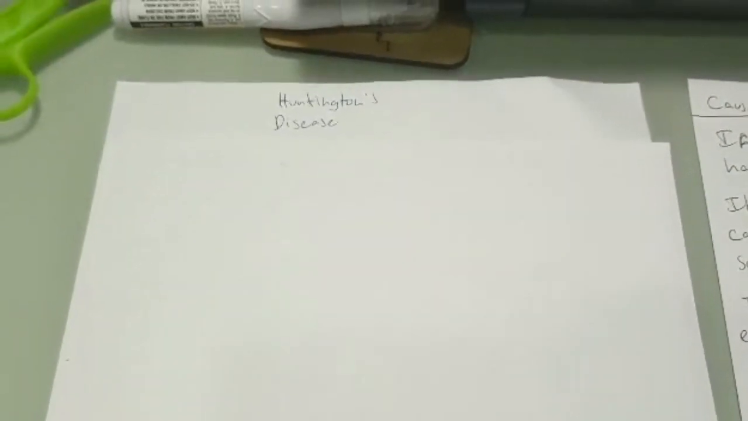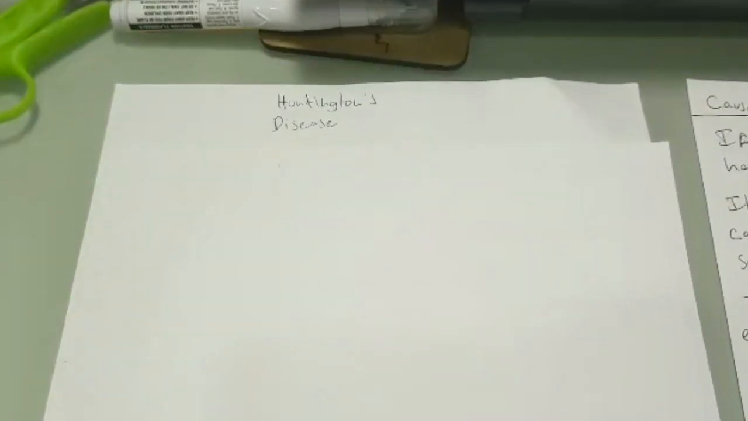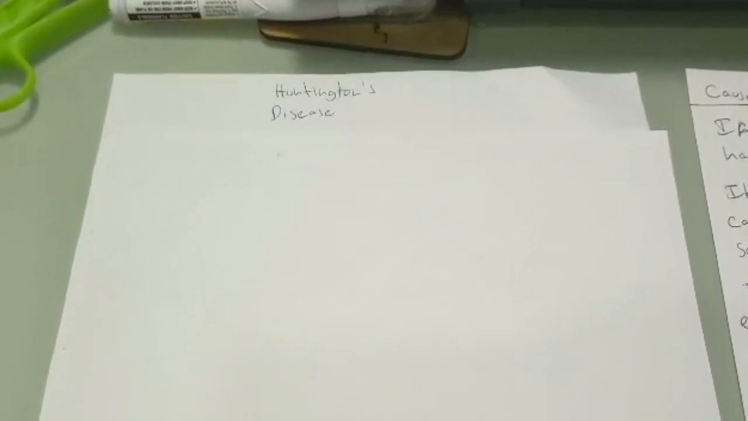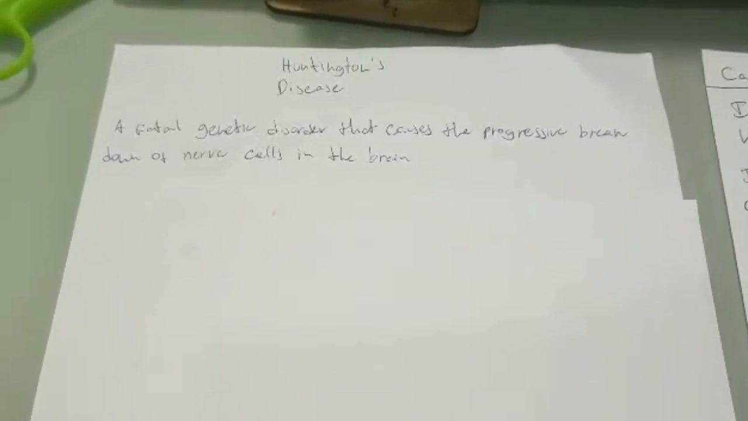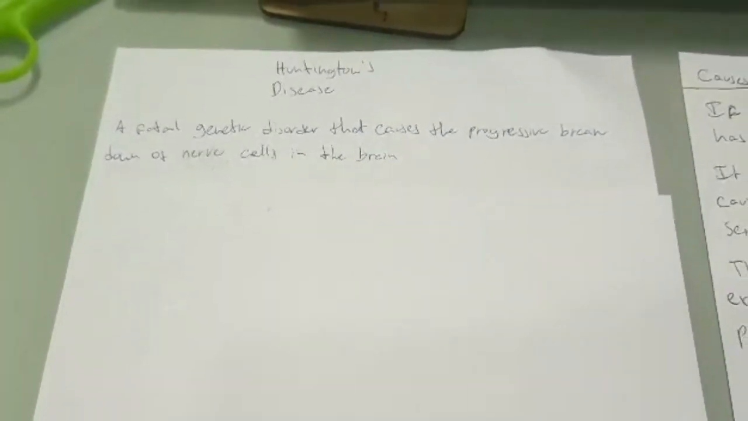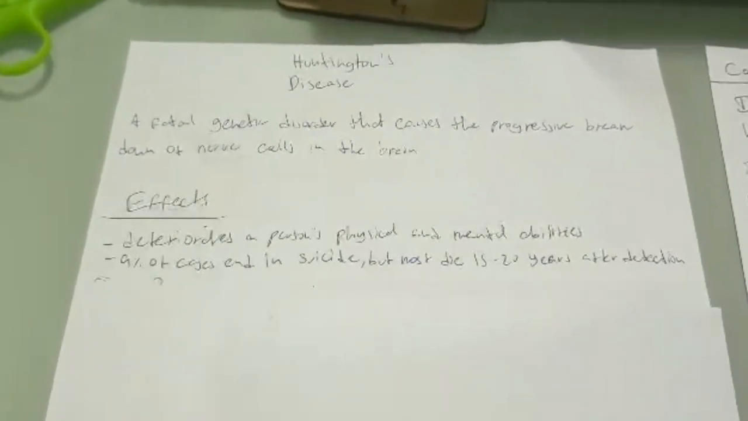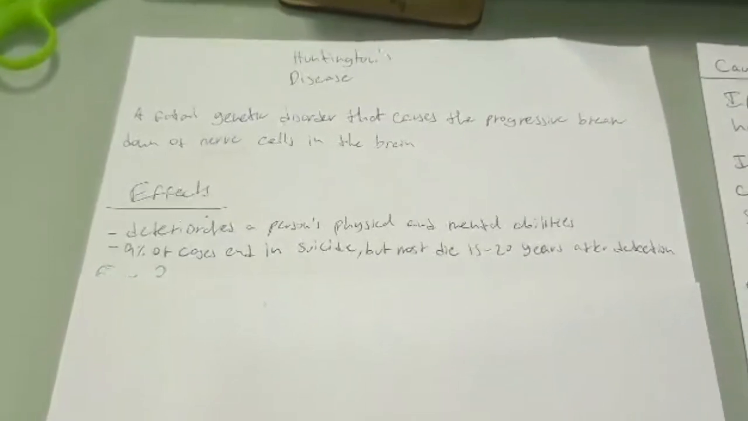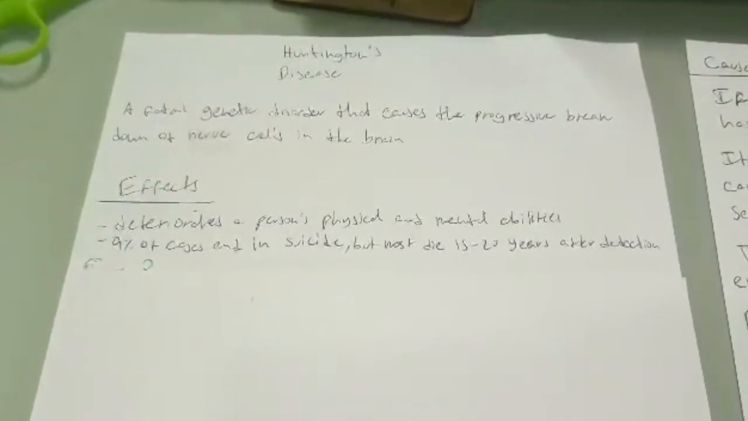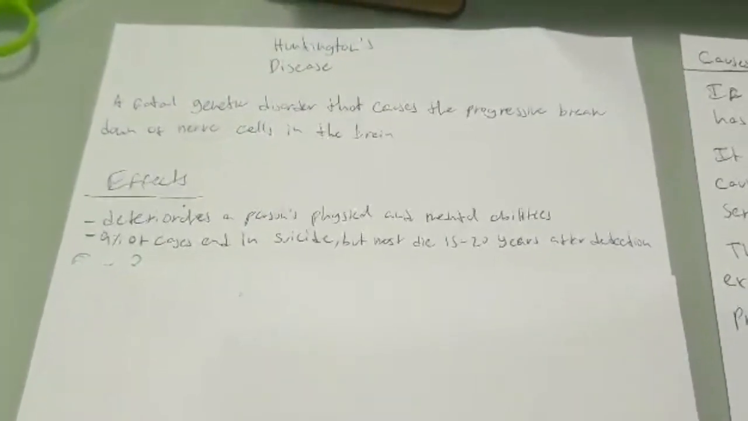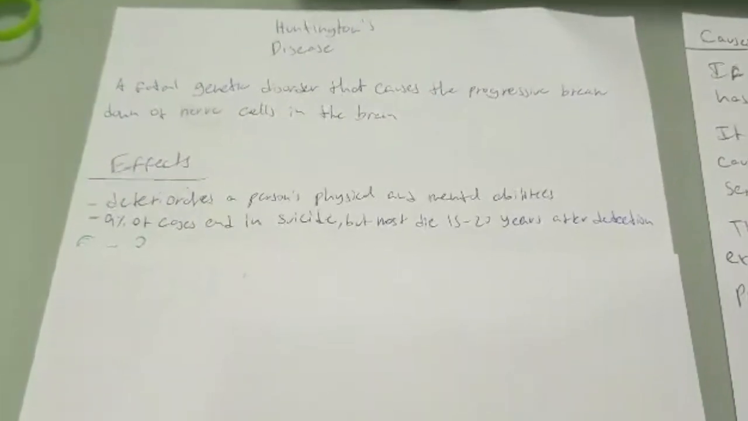Alright, so now I'll be talking about Huntington's disease. It was first described by George Huntington in 1872 in Long Island, and finally in 1993 we were able to discover the gene that causes it. By definition, it is a fatal genetic disorder that causes the progressive breakdown of nerve cells in the brain. It deteriorates a person's physical and mental abilities. About 9% of cases sadly end in suicide, but most die between 15 and 20 years after diagnosis.